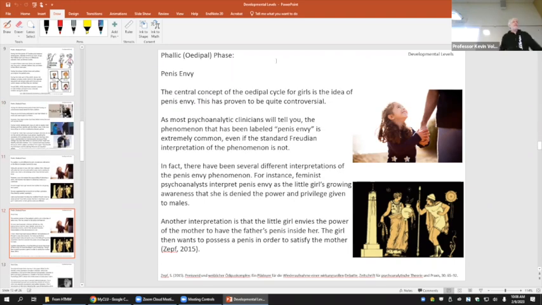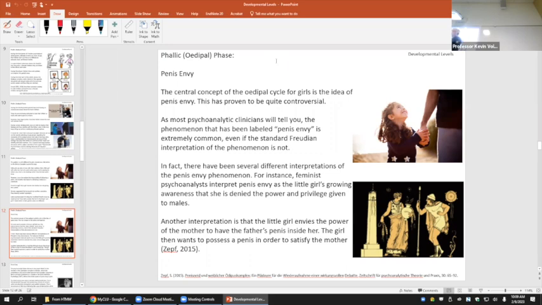And penis envy, I talk a little more about this, very controversial. The phenomenon that's been labeled as penis envy is extremely common. The standard interpretation of the phenomenon is not really well liked. In fact, there have been several different interpretations of the penis envy phenomenon. For instance, feminist psychoanalysts interpret penis envy as a little girl's growing awareness that she's denied the power and privilege given to males.